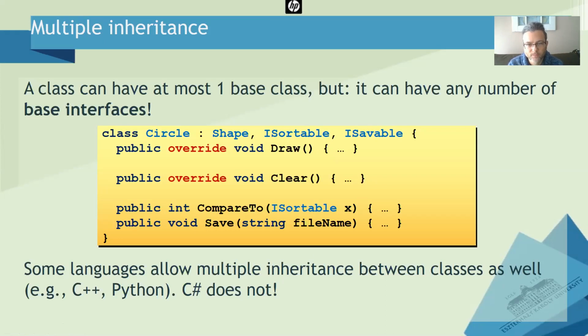Okay, so this is how we can put some kind of multiple inheritance into C#, but this is not real multiple inheritance, not between classes. So it's not the same as in C++ or in Python, where you can use multiple inheritance between classes. In C#, there is something between single inheritance and multiple inheritance, thanks to interfaces. Okay, so I guess this is something new to you.